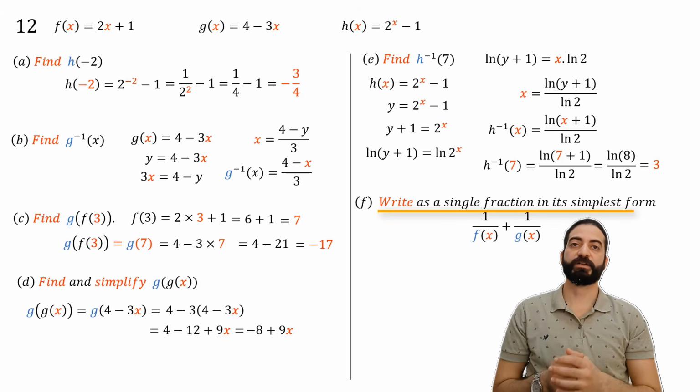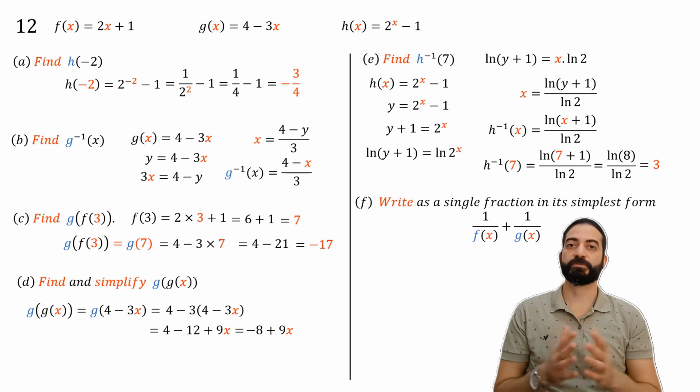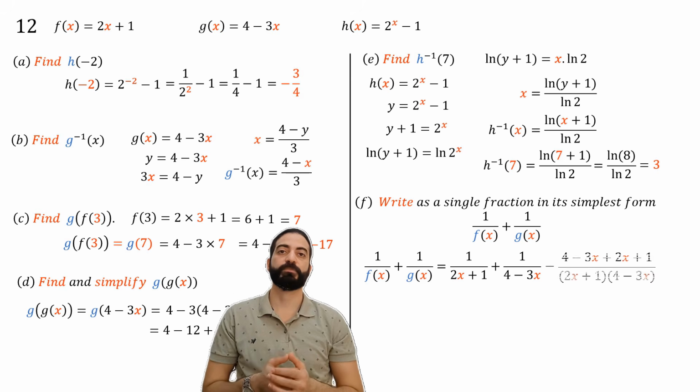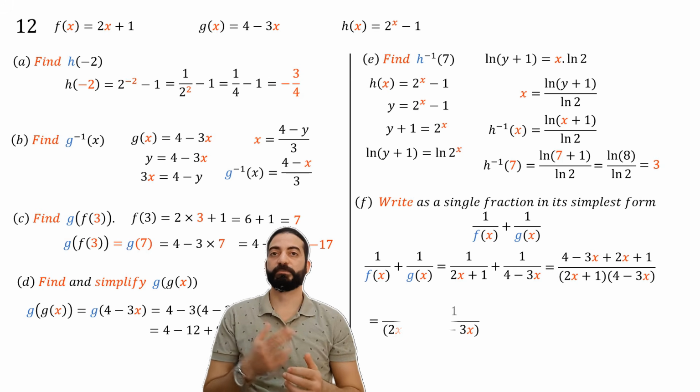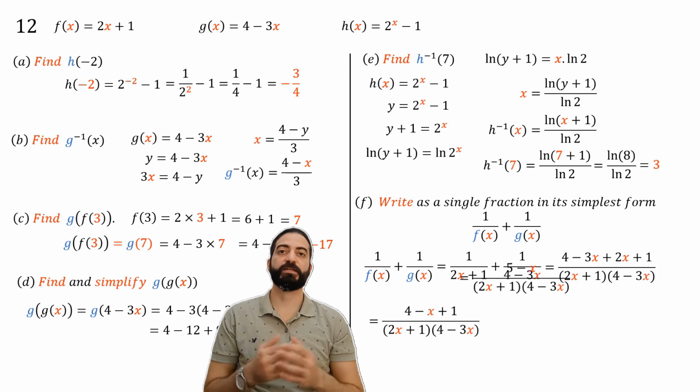Write as a single fraction in its simplest form. In order to have the same denominator, we can multiply the denominators by each other, and also multiply each denominator by the numerator like this. Now we simplify to get the final answer.